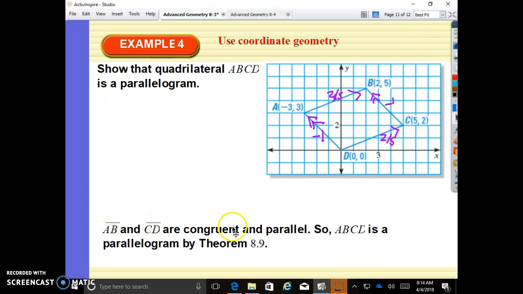AB and CD are congruent and parallel. So ABCD is a parallelogram by theorem 8.9. So you could have done one side, proved that it's parallel and congruent. How would I prove that it's congruent?